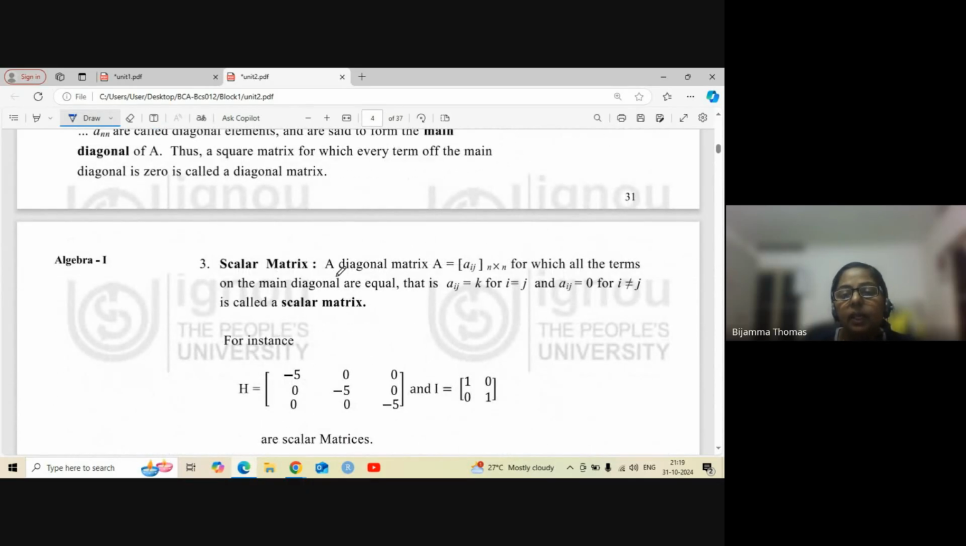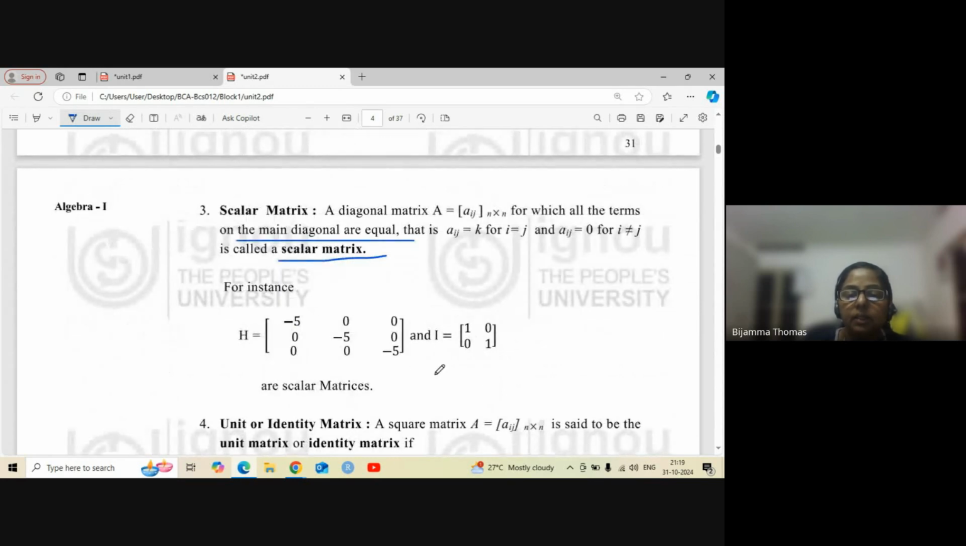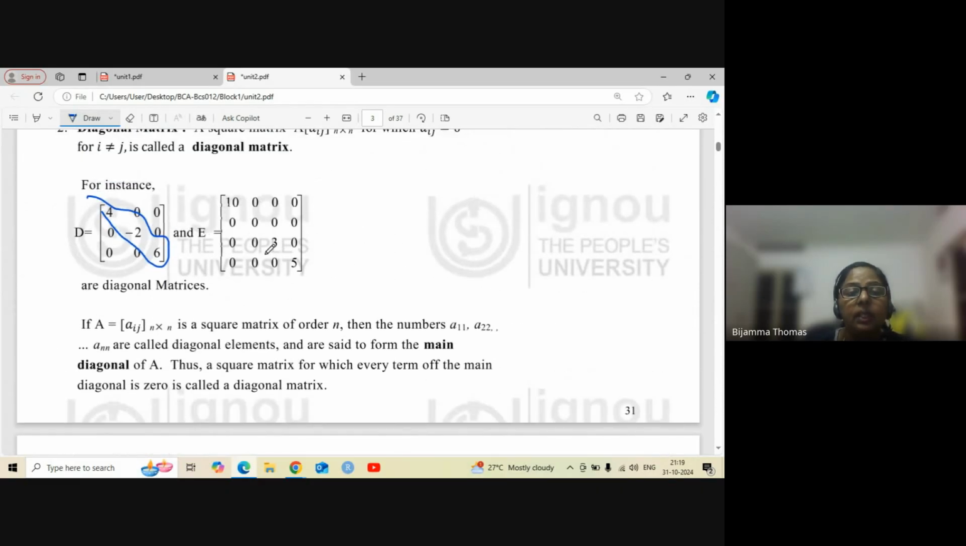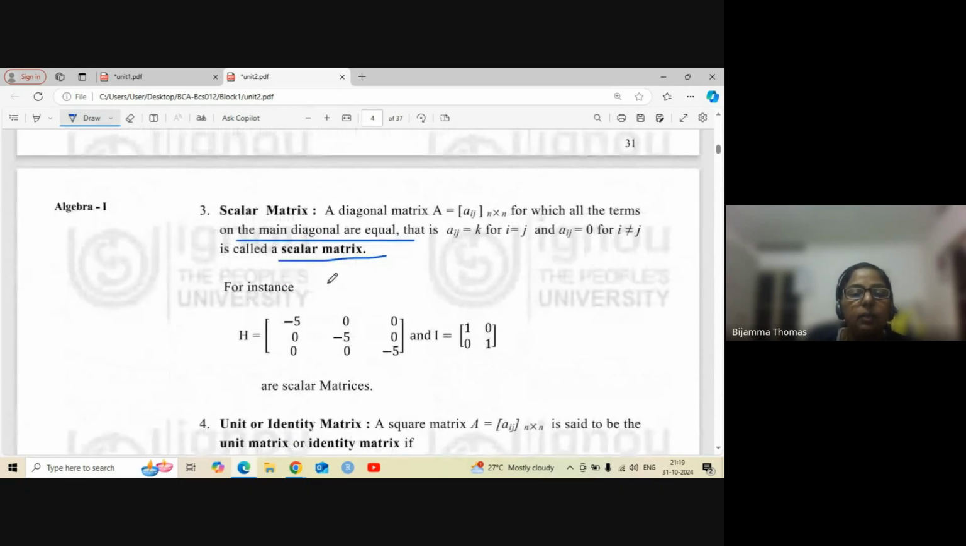A diagonal matrix for which all the terms of the main diagonal are equal, we say is a scalar matrix. All the diagonal elements are equal. Generally, a diagonal matrix is a matrix where the principal diagonal elements are non-zero and all the other elements are zeros, and they may not be equal. When the diagonal elements are equal, we say that it's a scalar matrix.